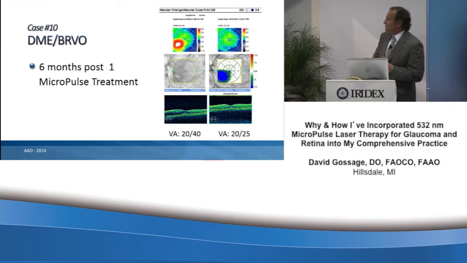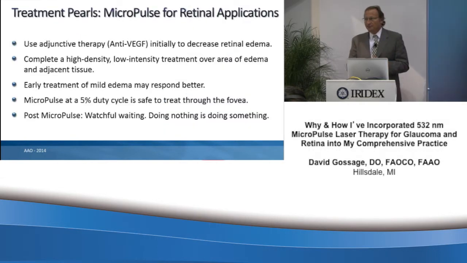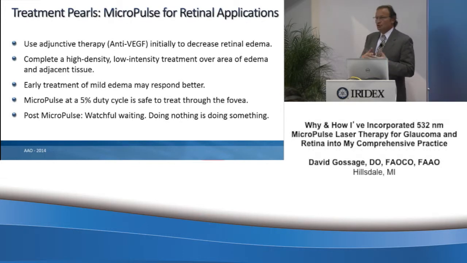Some of the treatment pearls I have to say with MicroPulse for retina treatment: we want to still use adjunctive therapy. We don't want to stop using anti-VEGF therapy. We want to decrease the retinal edema as much as possible, and that helps with the laser. But for those patients who can't tolerate anti-VEGF therapy or are afraid of having a shot in their eye, this is an option to do as a first-line therapy to see if we can get the effect that we're looking for.